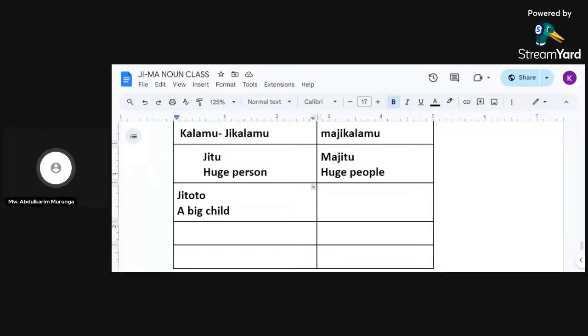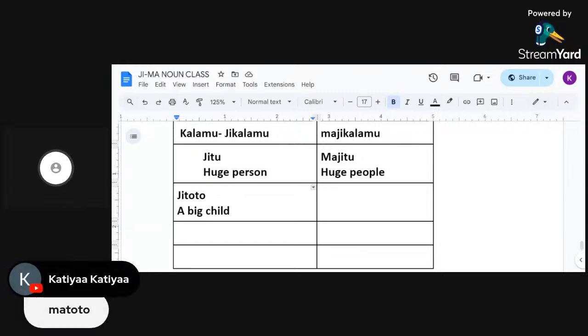But what about jitoto? The plural for the word jitoto. Matoto. Okay, we have two ways. You can either say matoto or you can say majitoto. It's okay. Either matoto or majitoto.